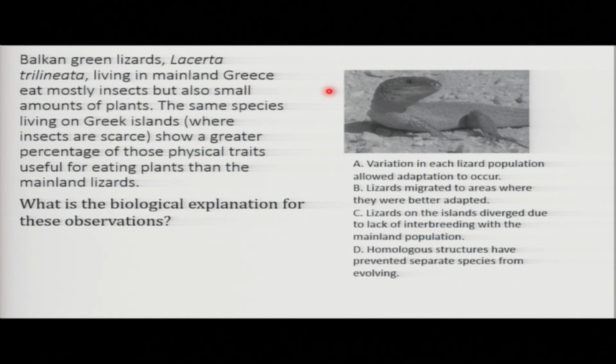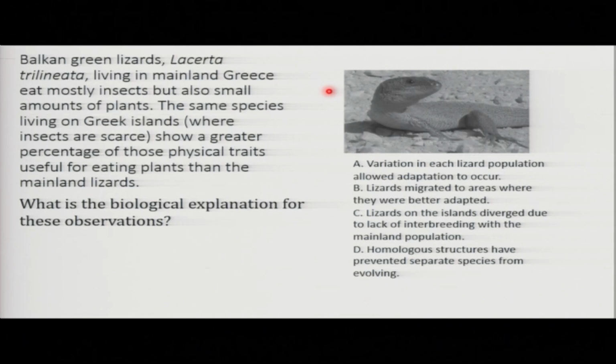Ancestral origin. Now look at the different species. Isolated by a water body. Mainland, animal, insect-like, eating. Island, plant. So when we look at C, that lizards on the island diverged due to lack of interbreeding with the mainland population. Because there was no chance for them to be together.